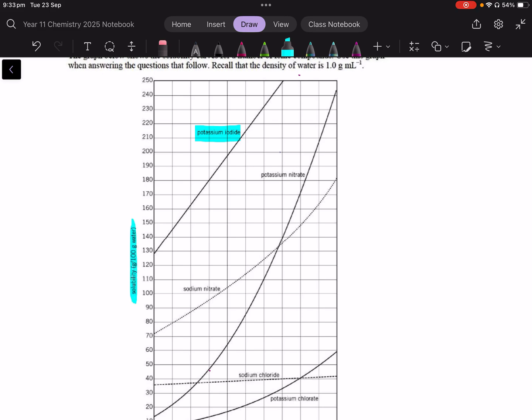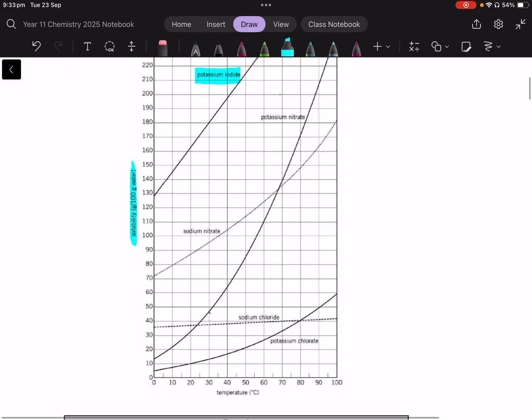Density of water being 1, 100 grams is equivalent to 100 milliliters. And we are looking at the solubility as it changes over a range of temperatures of the different salts. And you can see that every salt has a unique solubility curve.